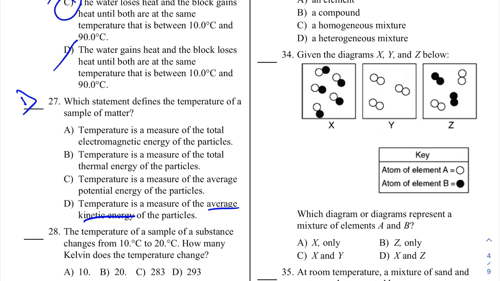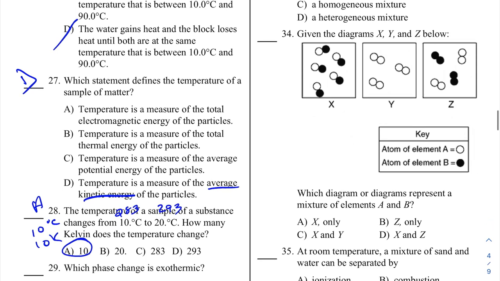The temperature of a sample changes from 10 degrees Celsius to 20 degrees Celsius. How many Kelvin does the temperature change? So 10 to 20 is 10 degrees Celsius. If we go from 10 degrees Celsius to Kelvin, that's 283, and this would be 293. What's the change? 10 Kelvin. So the change is just 10. We're not looking to convert the change to Kelvin. We're looking for how many Kelvin does it change. So in 28 would be A.